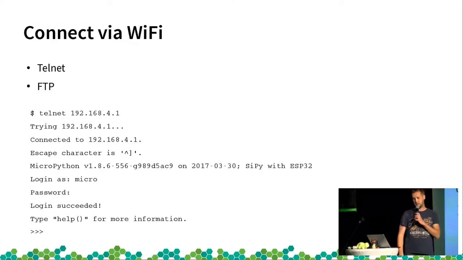The other option is you can connect via Wi-Fi. So if you leave it in the default settings, it acts as an access point, and there is a Telnet and FTP server running there. The Telnet server does the same thing as the serial port, so you can Telnet there and you are immediately on the MicroPython command line. The FTP server could be used for various things, mostly if you want to upload some bootup scripts. So if you turn on the device to run some Python commands, you can do that via FTP.